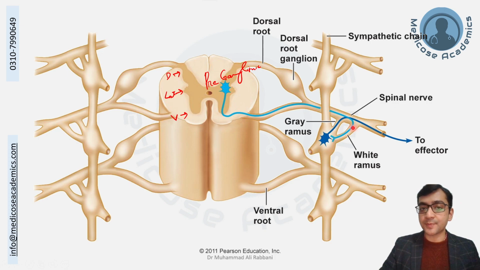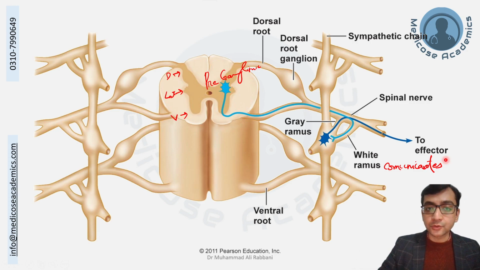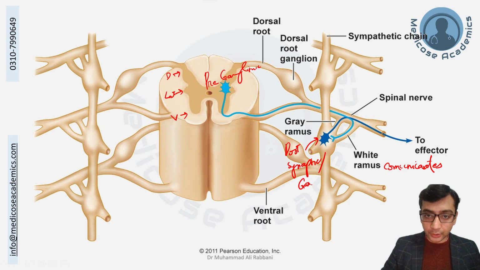As you remember, it was myelinated, so it was white. So this connection from the spinal nerve to the sympathetic chain is called the white ramus, and in the books you will mostly read white ramus communicantes. Please forgive my spellings and writing. So, white ramus communicantes. Within this sympathetic ganglion, there is a cell body. Now this cell body is the postsynaptic, the postganglionic cell body.